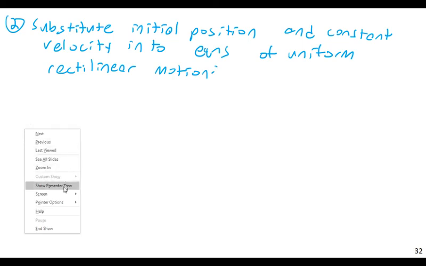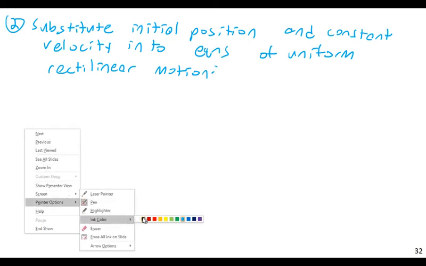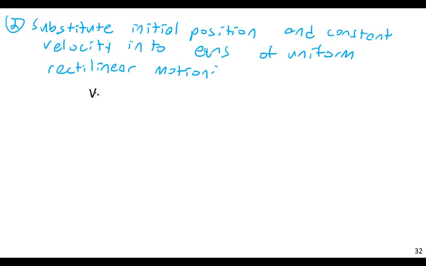Okay, so I know that our velocity equation is very simple. VE is simply going to be 2 meters per second. Problem solved, done. That was easy.